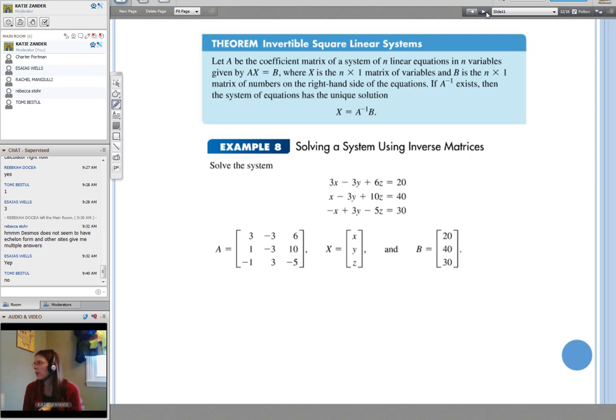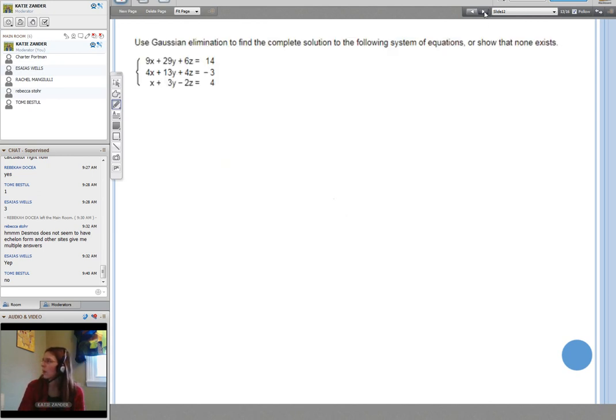Okay. Here's another example that wants you to solve a system using inverse matrices. Let me just take a look. Yep, we want to go through this one because I think this one, no, it's not. Hold on. I'm going to jump around to this one. Yeah, I think this is the one where we're going to get an error. So let's take a look at this.